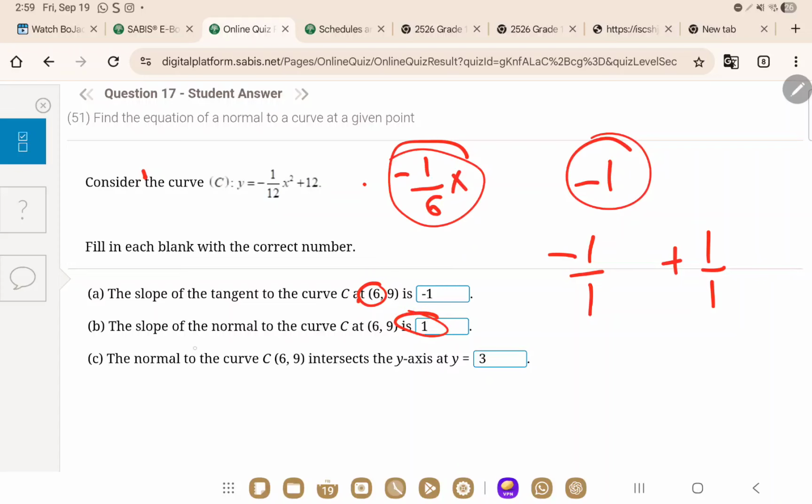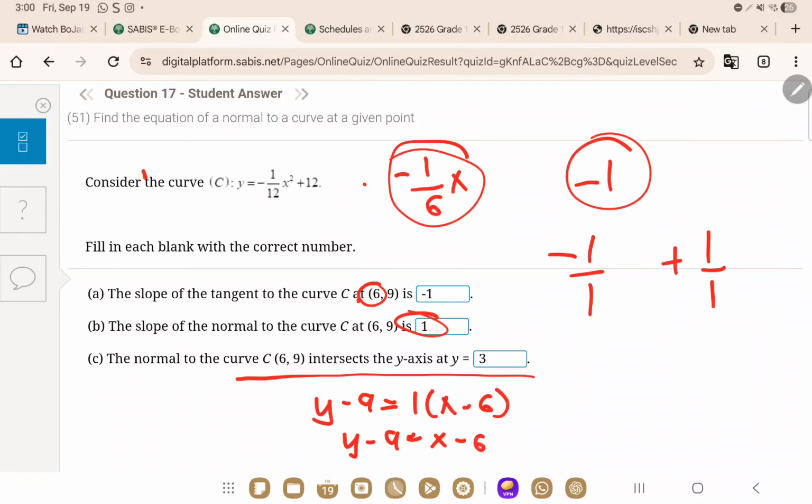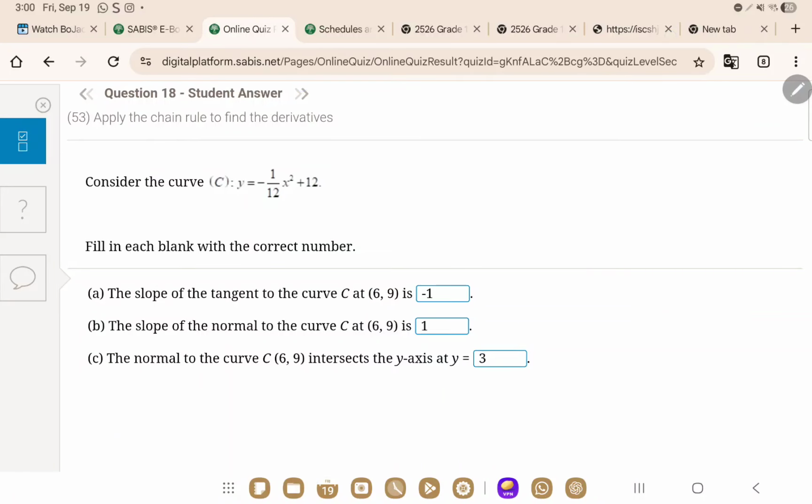Now the normal of the curve at this point intersects the y-axis, which means x is 0. So you first write the equation: y minus 9 equals 1 into x minus 6. You get y minus 9 equals x minus 6, so y equals x plus 3. When it intersects the y-axis, x has to be 0. So 0 plus 3 is 3, and that's your answer. Moving on to our next question.